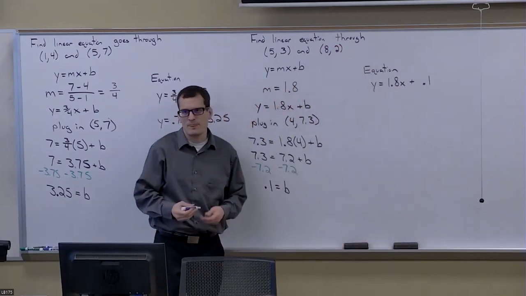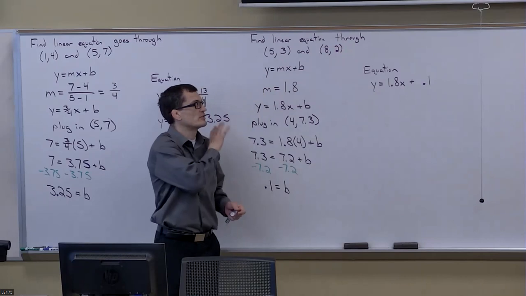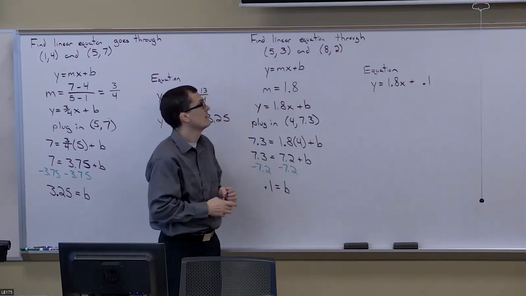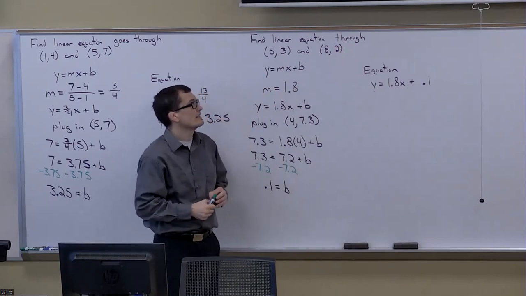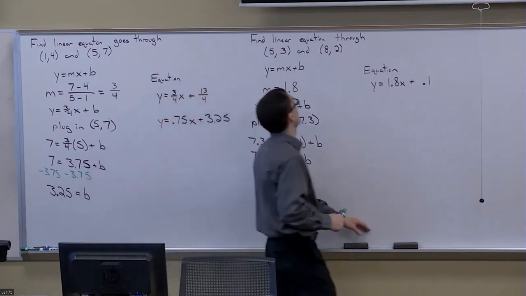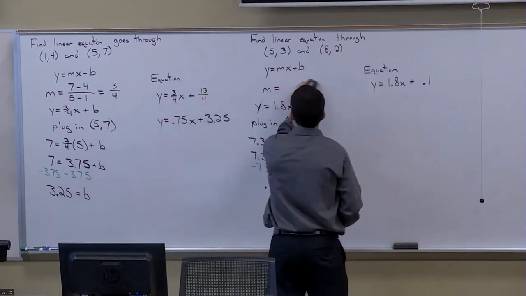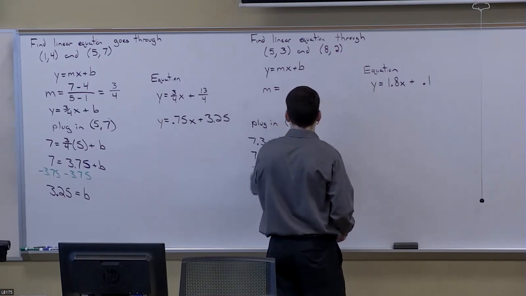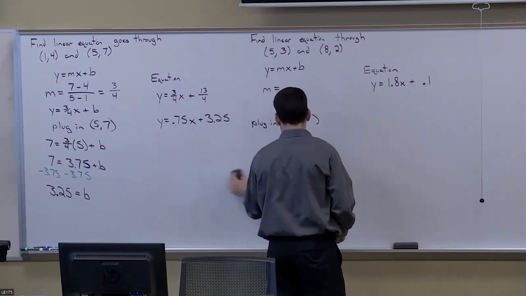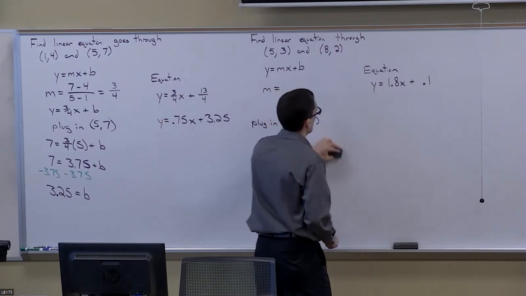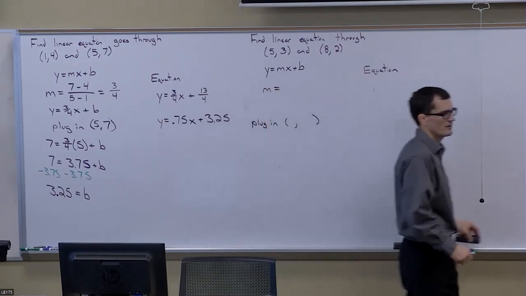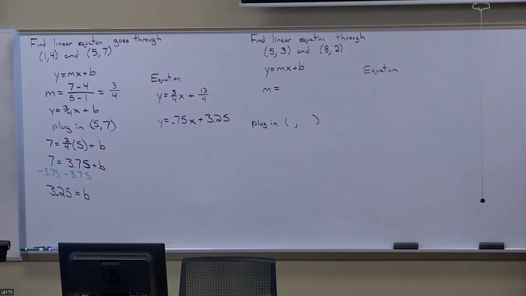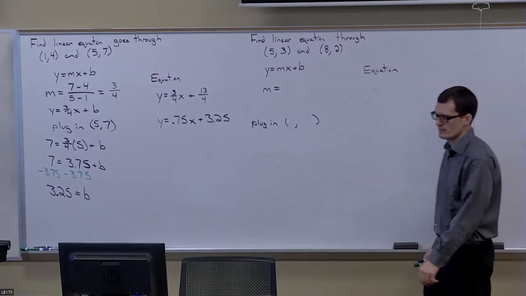About this one, I want you to go ahead and try this one on your own. Find the linear equation through the points (5, 3) and (8, 2). Again, using that same technique that we've been using. Those same techniques that we've been using.